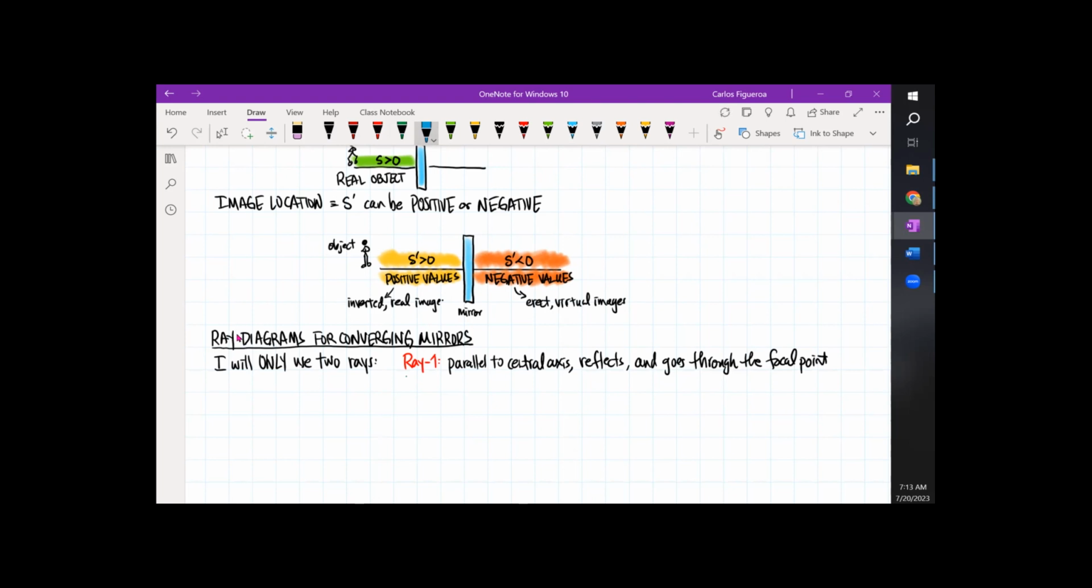Then my next ray will be ray number 2. And this one is a ray that reflects from the middle, from the middle of the mirror.